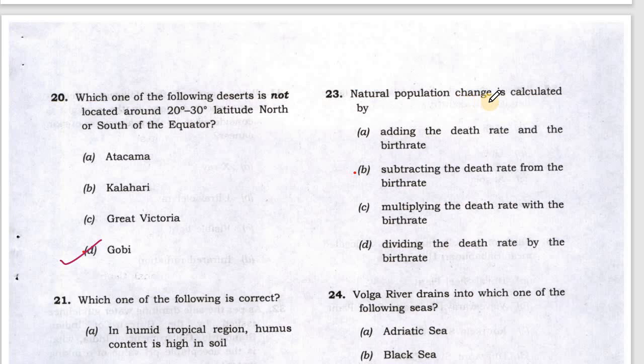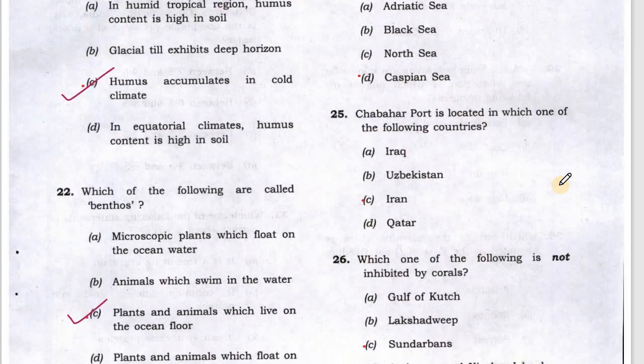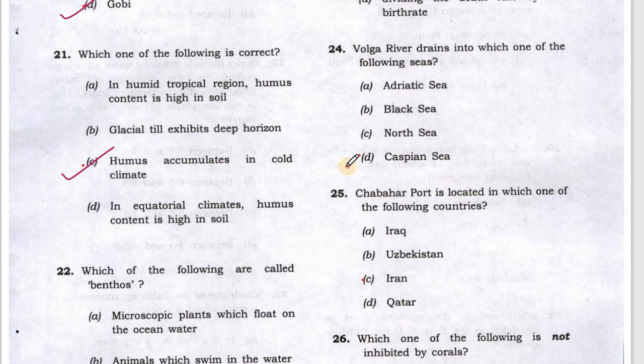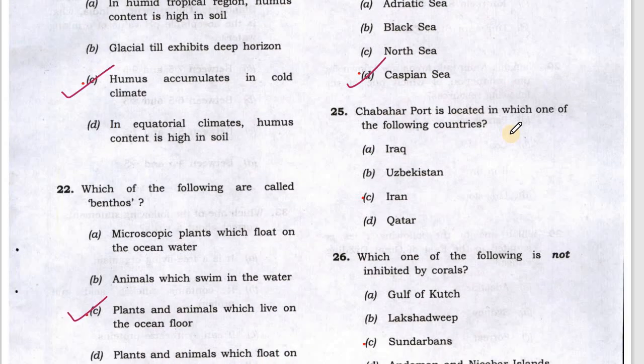Next, natural population change is calculated. So this is calculated by subtracting death rate from the birth rate. Then the Volga river. So this is the Caspian Sea. So this question asked on the dispute of the Ukraine over Russia. So the Black Sea came in this region.